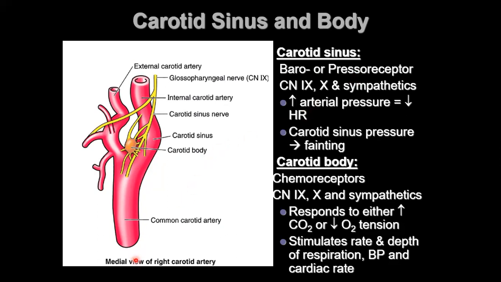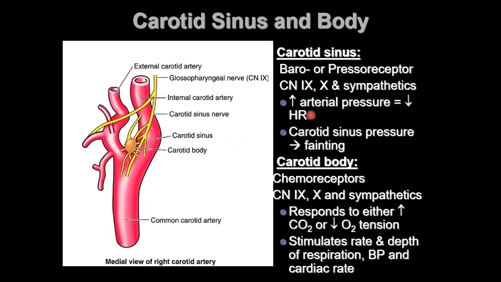So as your blood is being pumped out of your heart into the aortic arch, and then on the right side is going to go to your brachiocephalic trunk. And then the brachiocephalic trunk is going to bifurcate, and one of those branches is your common carotid artery here. And then your common carotid artery will bifurcate into your external and internal carotid artery. So as that blood is being pumped by, this carotid sinus is sensing the actual pressure of the blood as it's passing through.